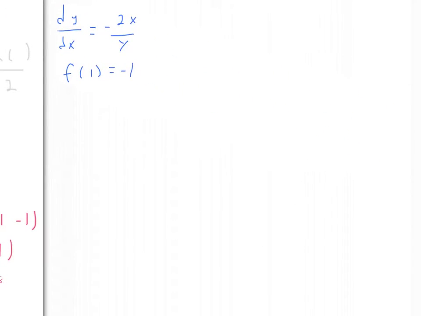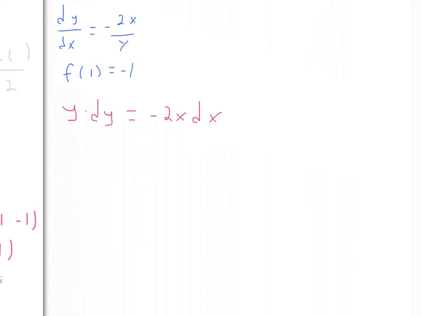The first thing that we want to do is we want to separate our variables. This is a very important step. The College Board thinks it's the most important and doesn't award you any points if you don't do this step. So to separate our variables, I'm going to rewrite this as y times dy is equal to negative 2x dx.